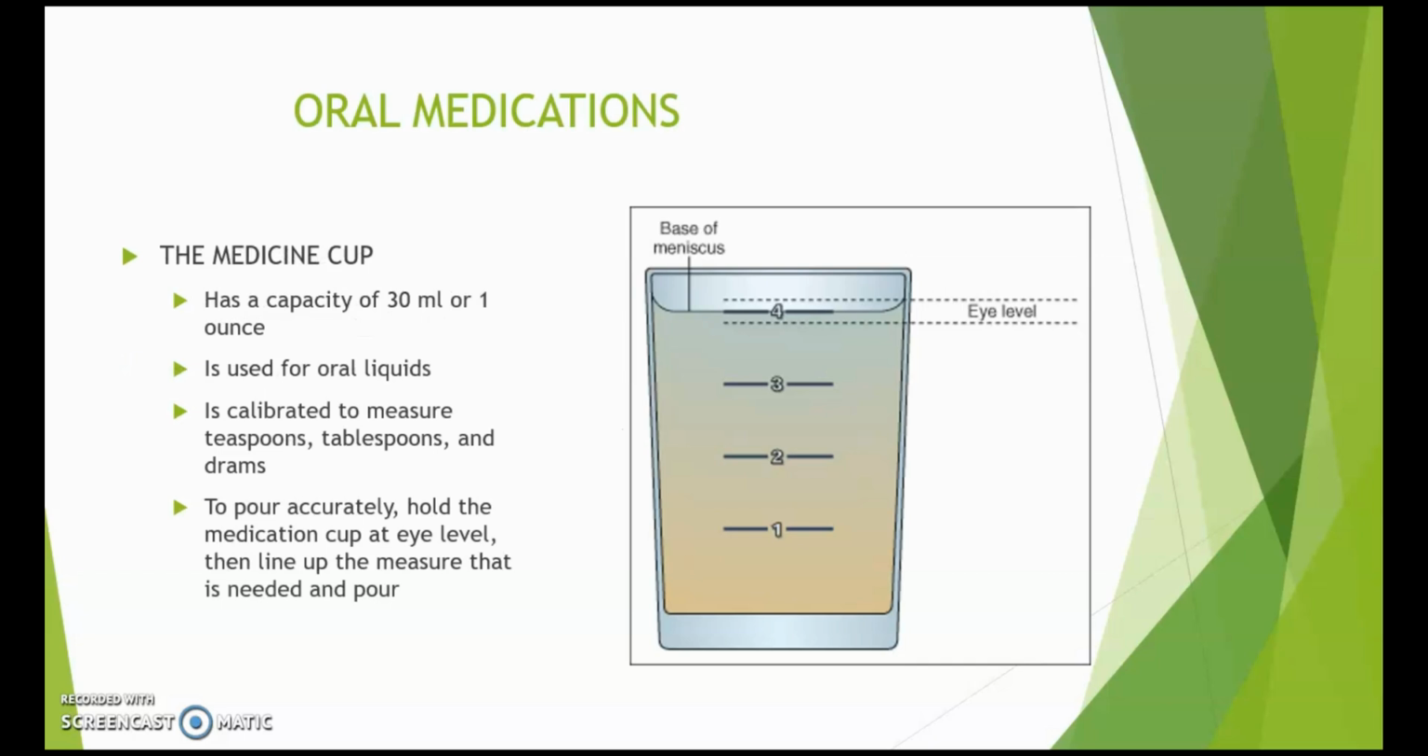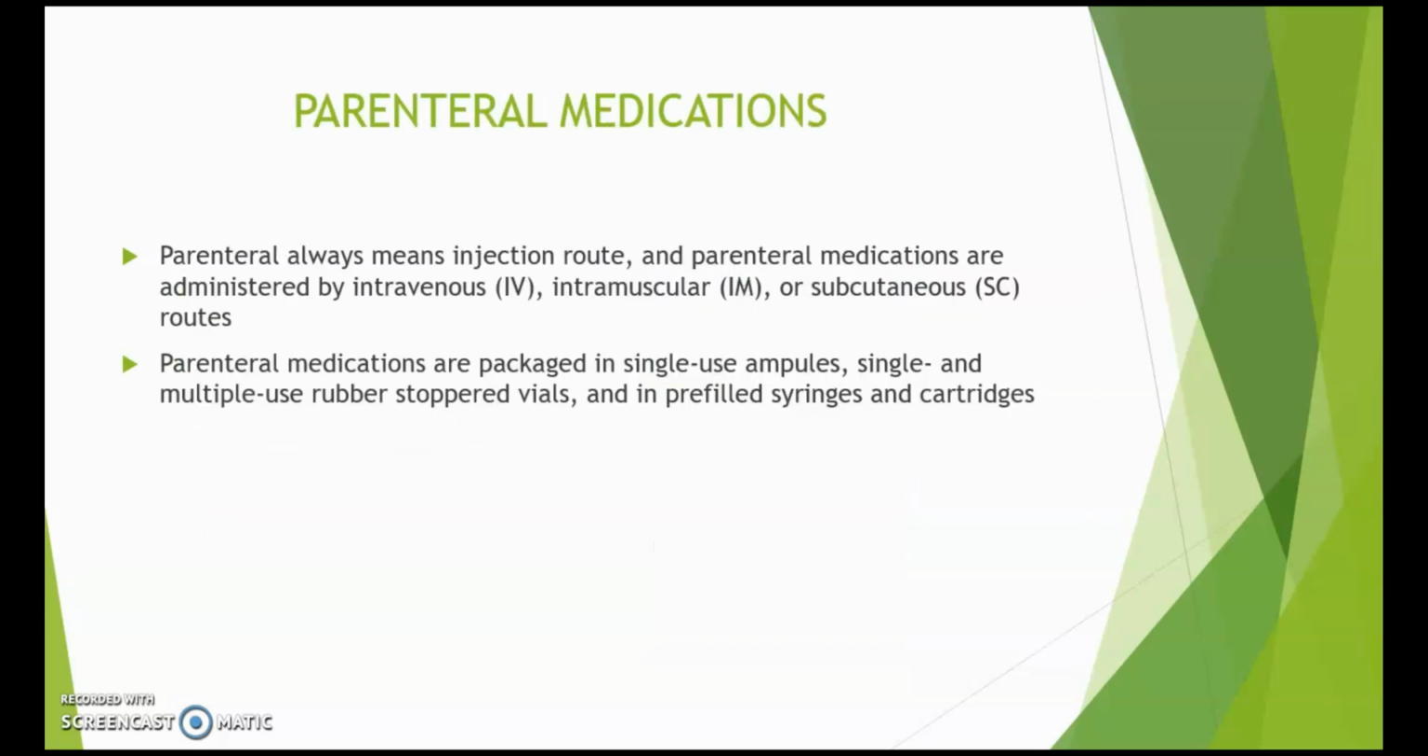And on the next slide, we'll see a medicine cup. The medicine cup has a capacity of 30 ml or 1 ounce. It is used for oral liquids. It's calibrated to measure teaspoons, tablespoons, and grams. To measure accurately, hold the medication cup at eye level, as you can see here in the image, and then line up the measure that is needed.